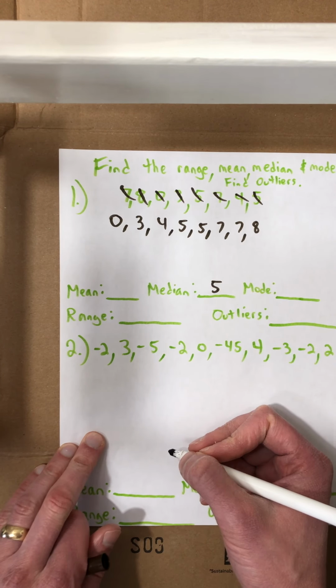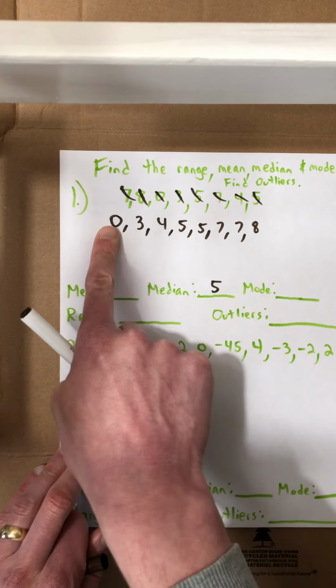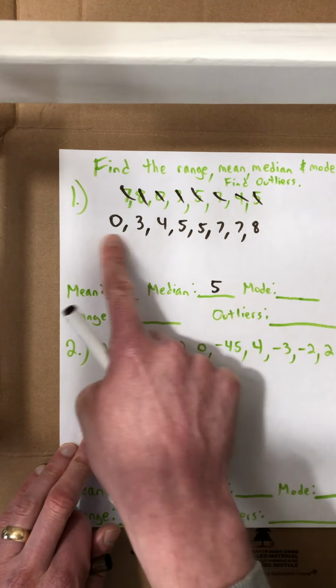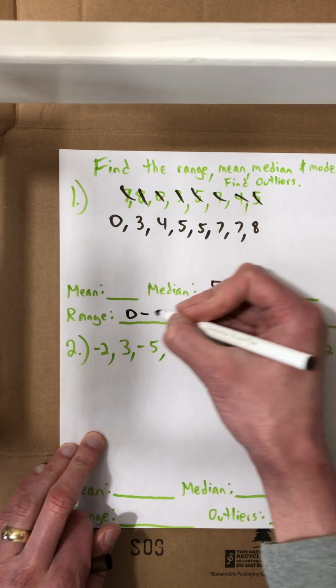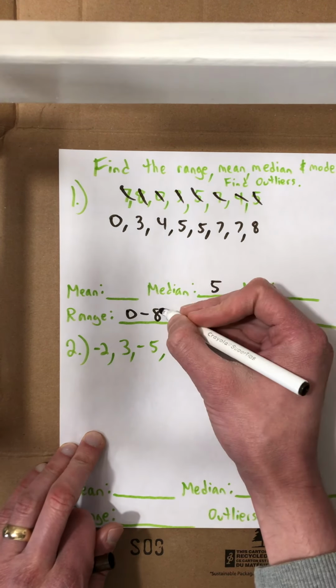Next, let's find the range. So the range goes all the way from 0 to 8. And these numbers are all fairly close together. Because they're all positive, I don't need to put them in brackets. I can just say that it's from 0 to 8.